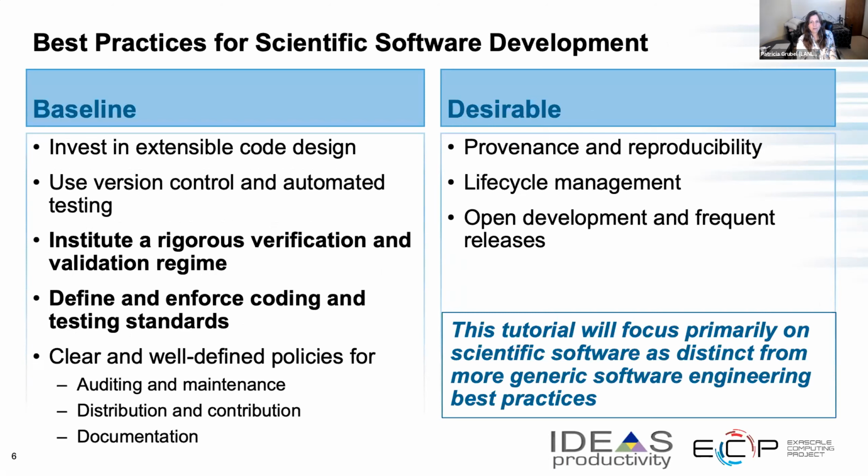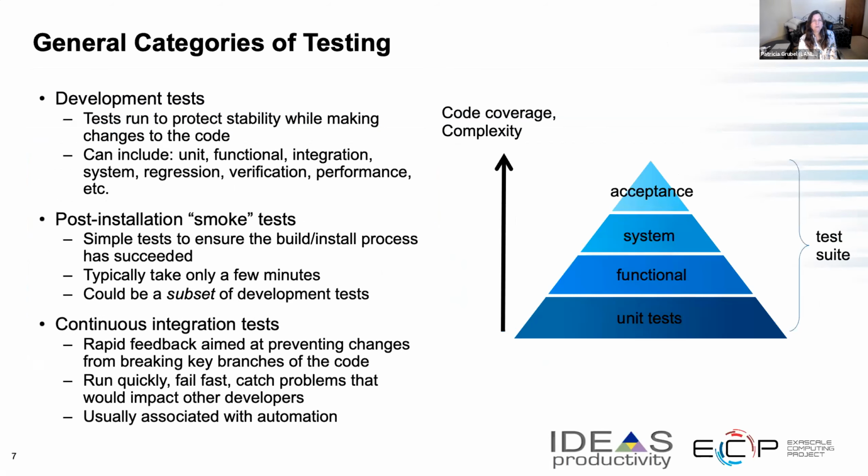So here are some of the best practices. This tutorial, again, is going to primarily focus on scientific software, which is a little different than the more generic software engineering best practices. And the big things we're going to look at are instituting rigorous verification and validation, and defining and enforcing coding and testing practices and standards.